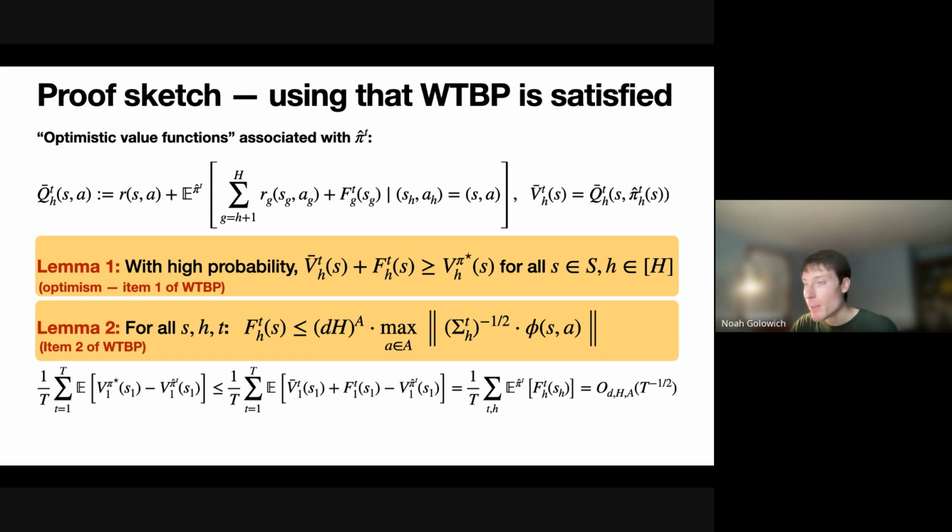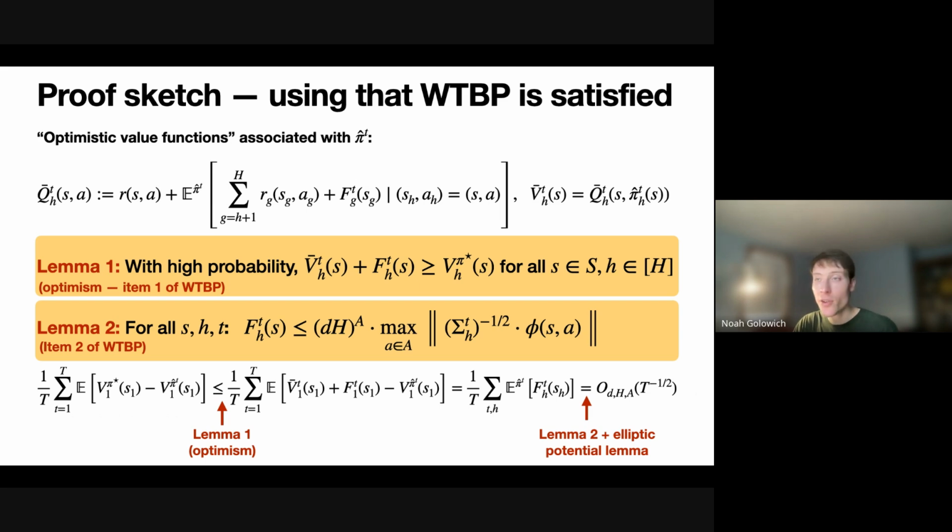And so once you have those 2 lemmas, you can put them together in a fairly standard way. What you can show is that the average over all episodes t of the difference between the optimal value function v pi star and the value function of the actual policy we choose v pi hat is bounded above by, first of all, the difference between the optimistic value function, so v bar 1 plus ft1, minus the actual value function, v pi hat of t.